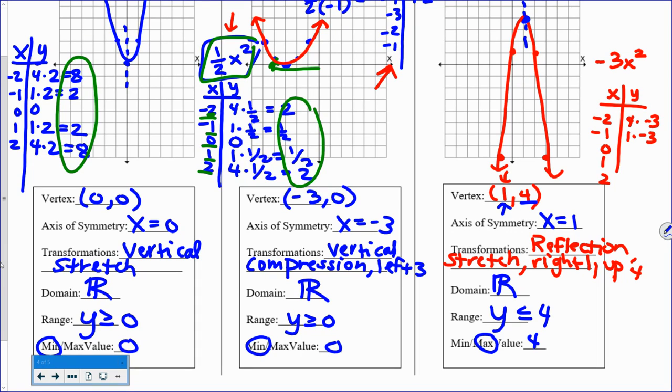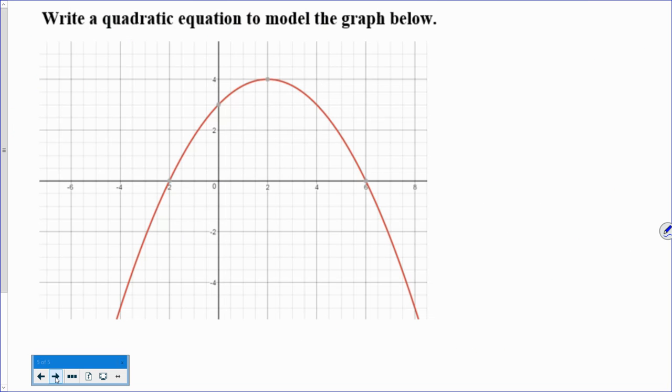Okay, we've got one more example to take a look at. So you're going to see possibly be given a graph where you have to write the quadratic equation. You might be told that here's the vertex. So my vertex is 2, 4. And then they might give you, here's a point, 6, 0, but they might not even have the graph and say, here's a vertex, here's a point, write the equation. So you'll have a couple different ways you might see that.